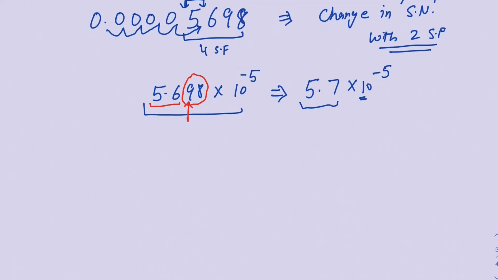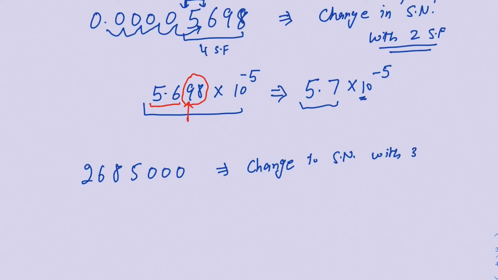Okay, so that was actually a smaller number. What if you have a big number? So assume I have 2685000, and we're asked to change that to scientific notation with, let's assume, 3 sig figs.